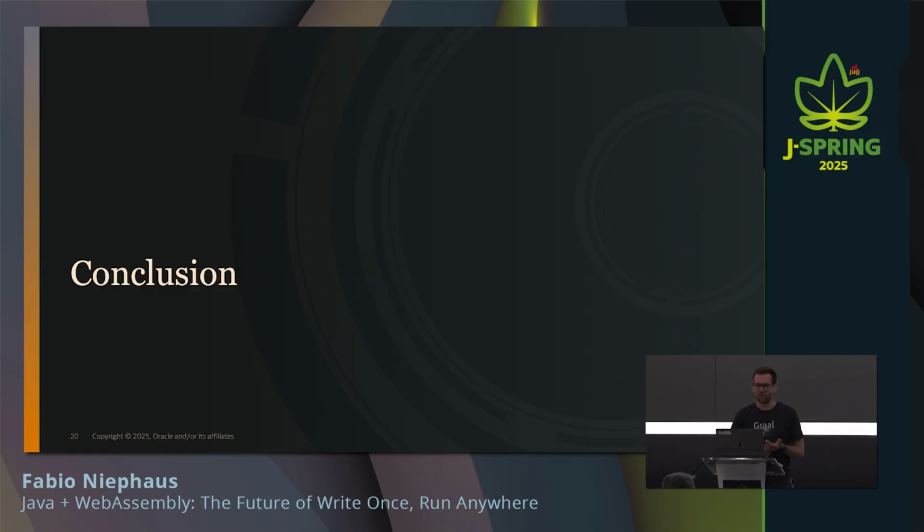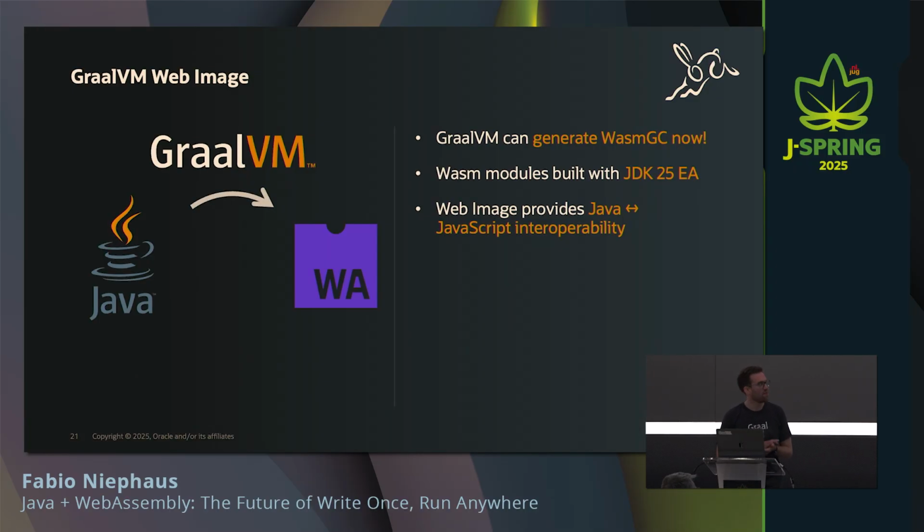Okay, so to conclude, GraalVM Web Image. You can use GraalVM to generate Wasm GC modules, so WebAssembly modules using Wasm GC. You can build these modules today with a GraalVM for JDK 25 EA build. And Web Image provides Java to JavaScript interoperability, and we're going to extend that in the future. So you can also do pure WebAssembly interoperability, but JavaScript is already interesting because you can do cool things in the browser and cool things on Node and other Wasm runtimes.